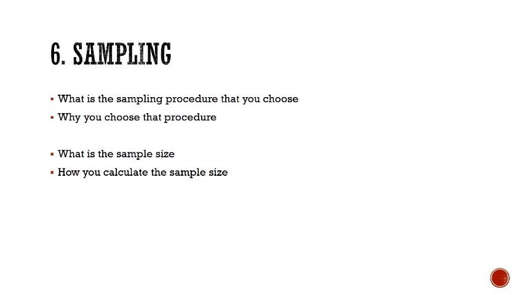Okay, the first thing is the sampling procedure. Random or not random, up to you. You must tell us what your sampling procedure is and why you chose that procedure. Of course, the advantage and disadvantage, and the sample size, and then how you calculate the sample size.